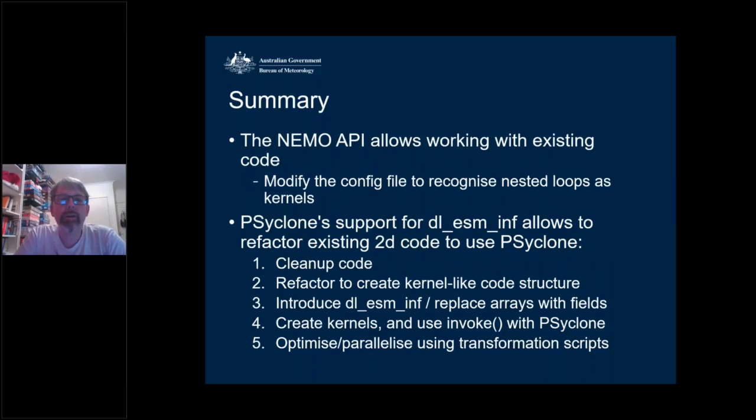So, summary, the two points: the NEMO API allows you to work with existing code and can modify the config file to make it work for the code and the coding structure that you are using. Secondly, the PSyclone support for this DL_ESM infrastructure library allows you to easily refactor existing two-dimensional code to use PSyclone. Always do a cleanup, refactor the code to create real kernels, introduce the fields, and then create kernels, and at the last step, optimize that.